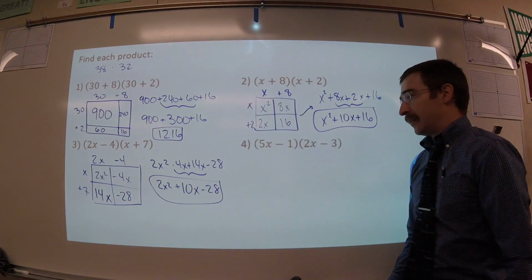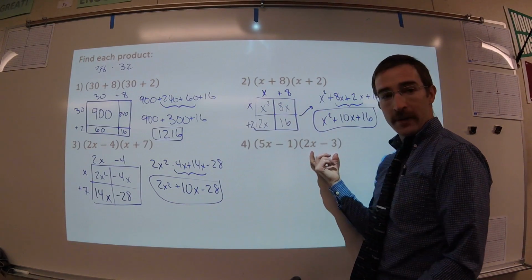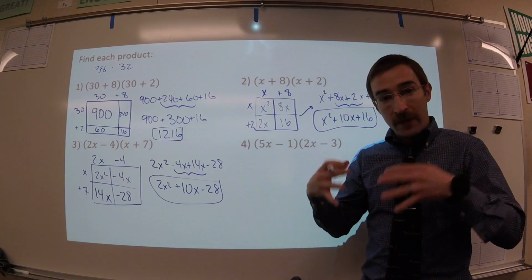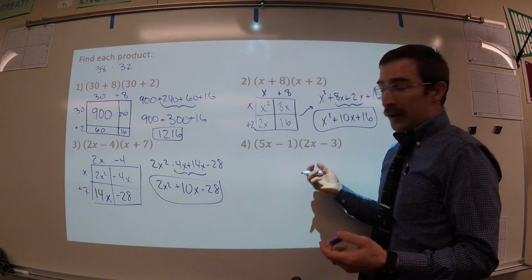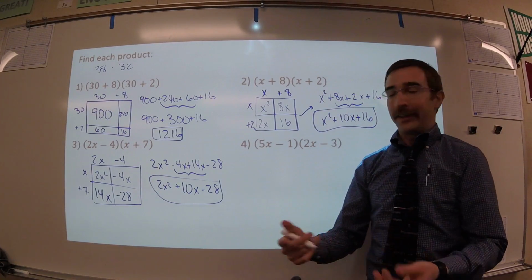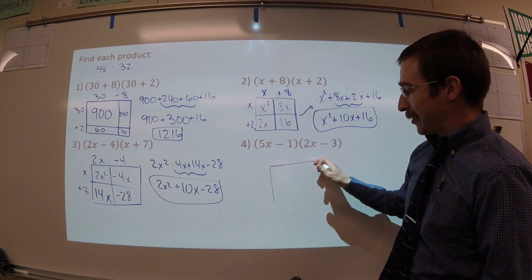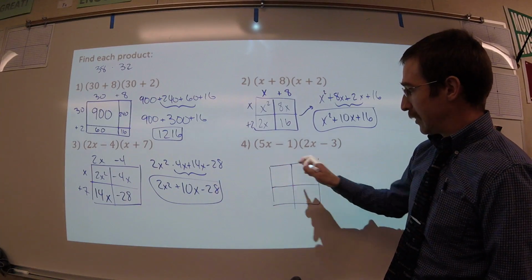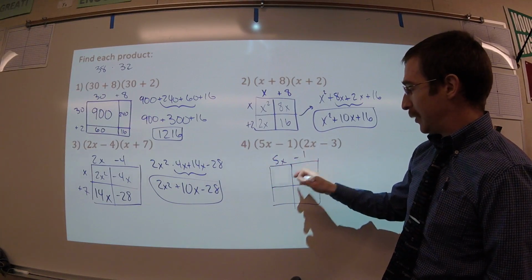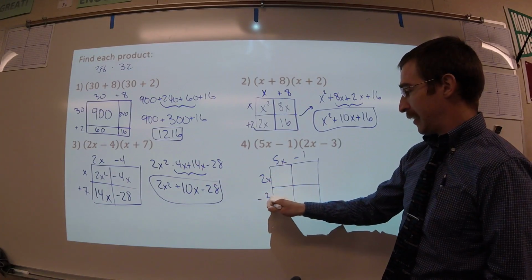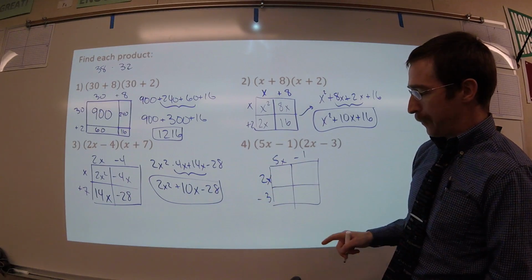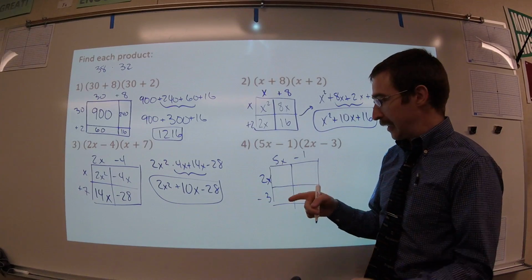All right. Now, 5x minus 1 times 2x minus 3. So they're both negative, and we got numbers up front on both. Same thing. Just draw that area diagram. So we're multiplying them both. We have a 5x minus 1 and a 2x minus 3. Remember, multiply numbers, combine the x's.